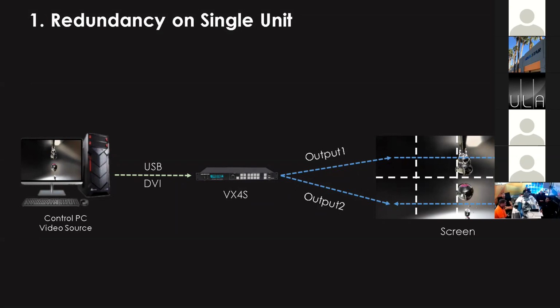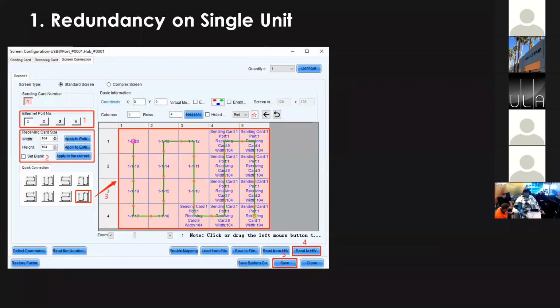First is redundancy on a single unit. This is a hardware connection, and I use the mcontrol 660 Pro as an example here. We will use ports 1 and 3 as primary control, and ports 2 and 4 will be set as backup ports. And let's go back to the software.